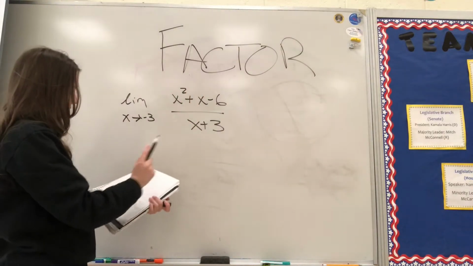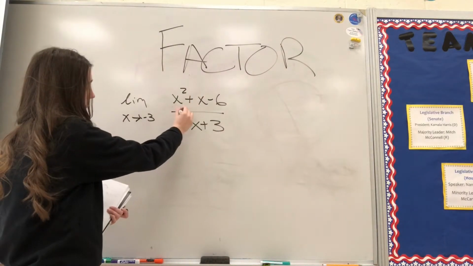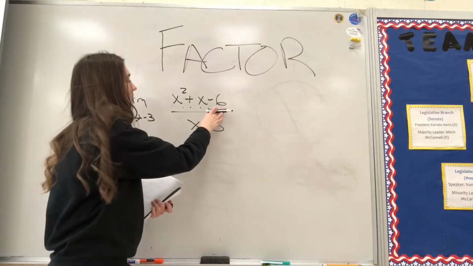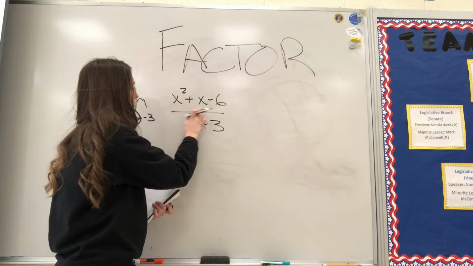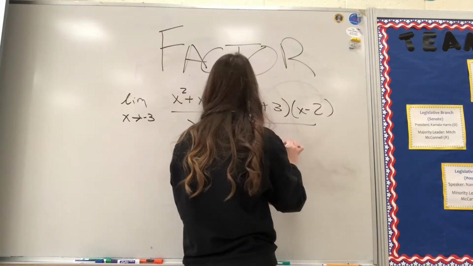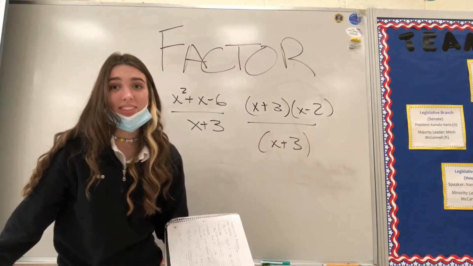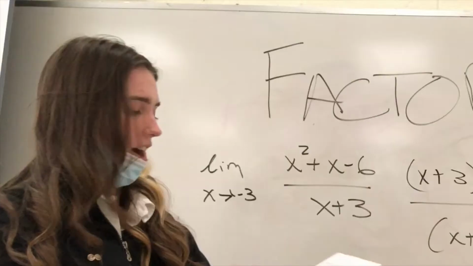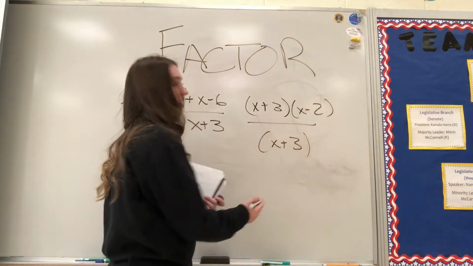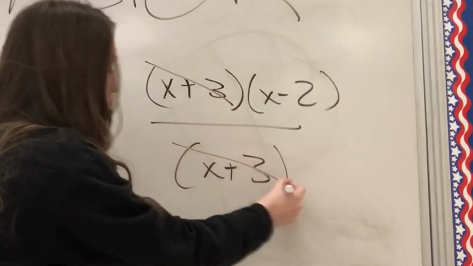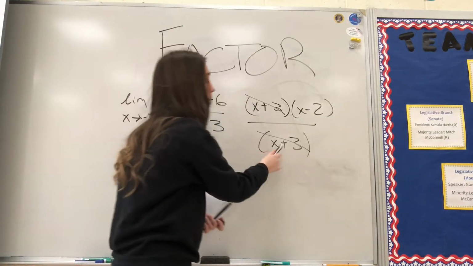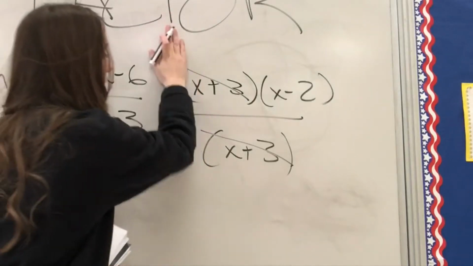Factor. We can factor the numerator here, and when you factor it, you get x plus 3 and x minus 2 all over x plus 3. Are you seeing what I'm seeing? Because I'm seeing some simplification getting ready to be made. Boom, boom. Yes. Look at that. Goodbye to this denominator.